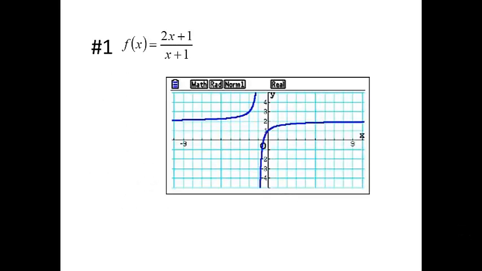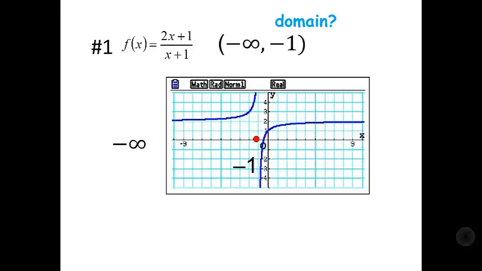All right, let's try some examples here. For this function, I've graphed it for you and want to know the domain. And the domain, as you can see, is from negative infinity, traveling on the x-axis, and it goes to negative 1, then it jumps over the negative 1, and then it continues on. So we can say that the domain goes from negative infinity to negative 1, jumps over the negative 1, and continues on to positive infinity.